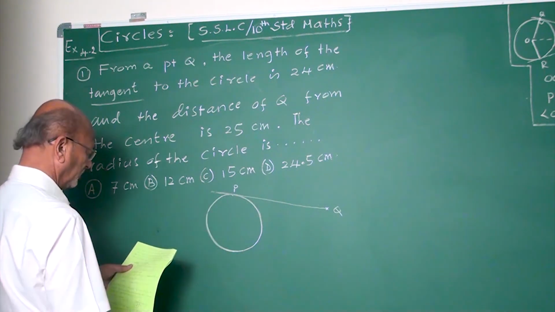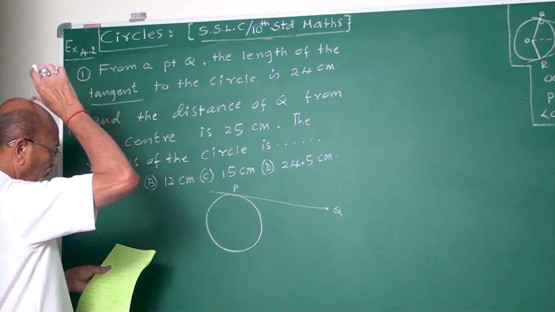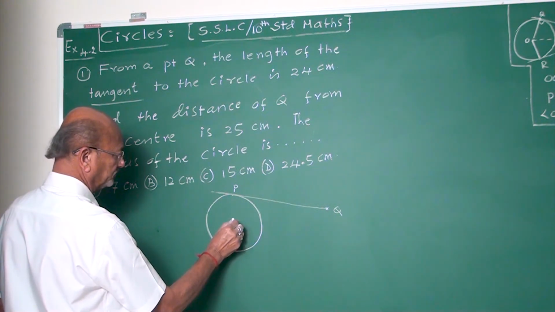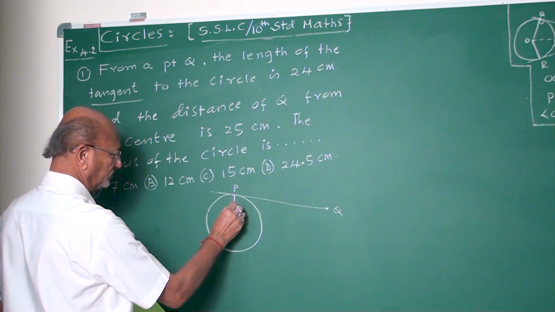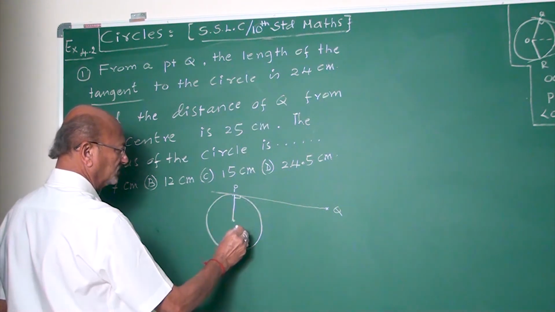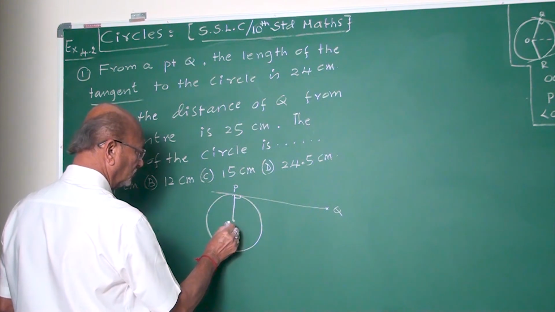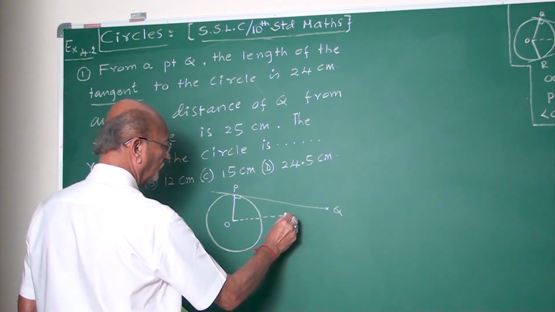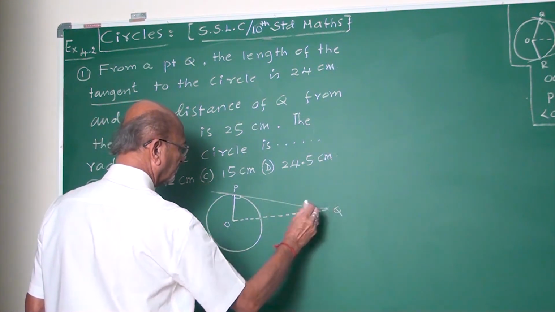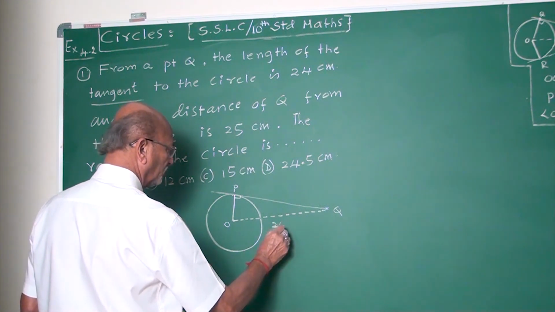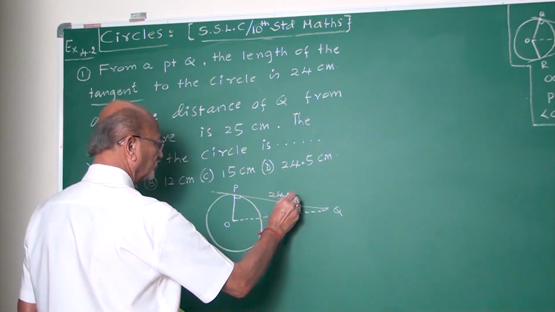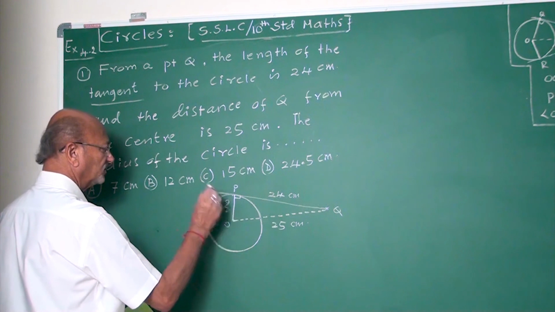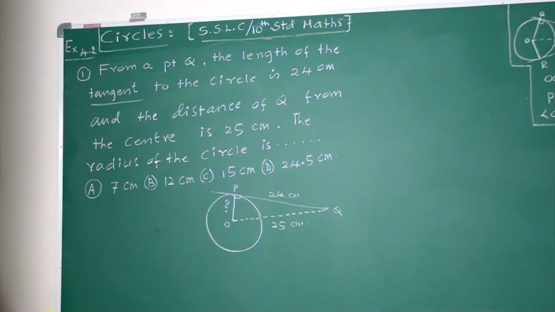Now the distance of Q from the center, the center of the circle. This is the radius of the circle, which is perpendicular here. This is the distance of Q from the center. This is given as 25. This is given as 24 centimeter. This is 25 centimeter. You want what is the radius of the circle? OP. What is the radius of the circle?